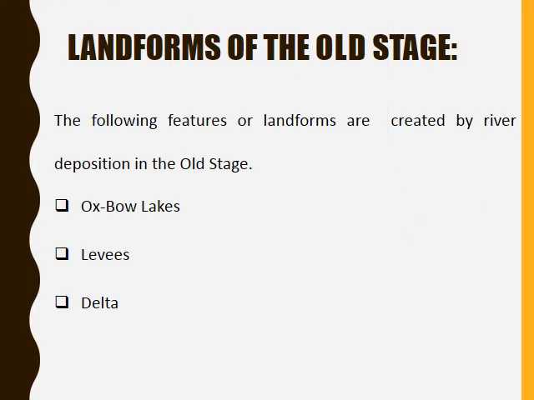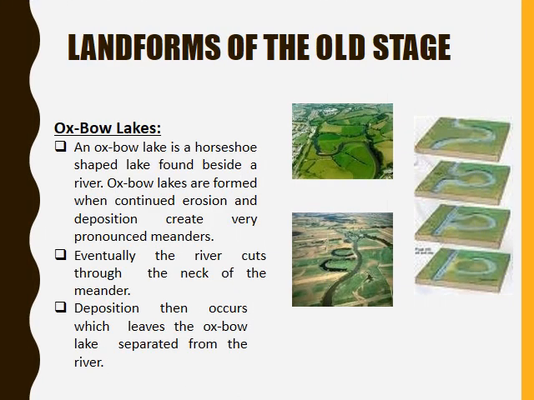Landforms of the old stage. The following features or landforms are created by river deposition in the old stage: Oxbow Lake, Levees, and Delta. Oxbow Lake. An oxbow lake is a horseshoe shaped lake found beside a river.